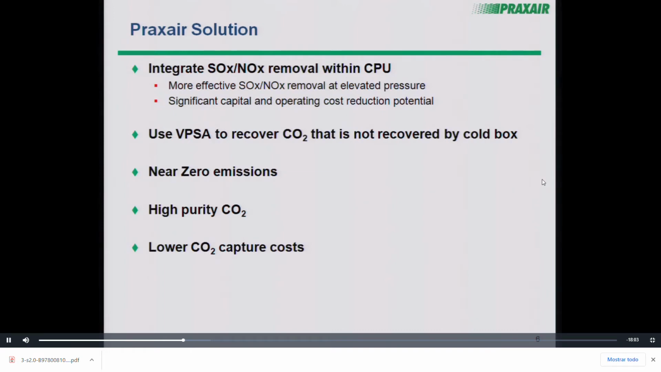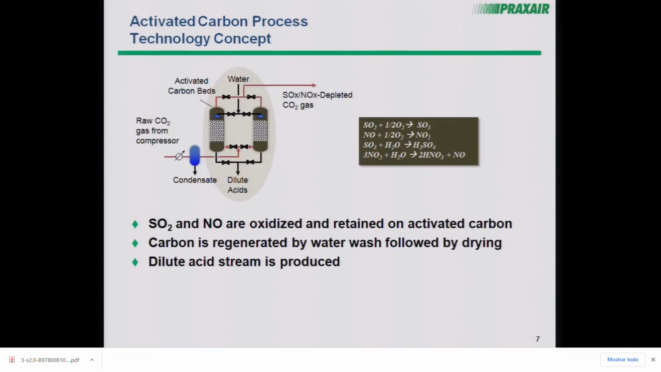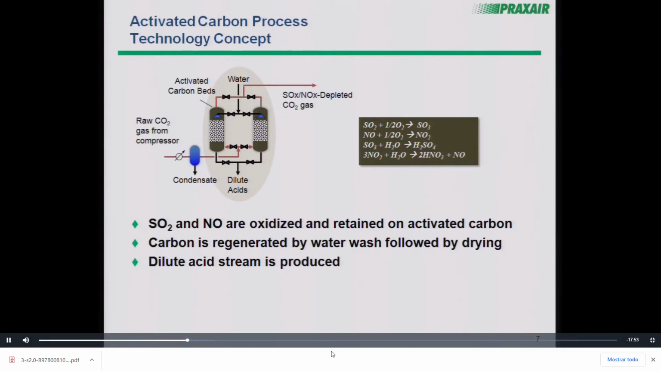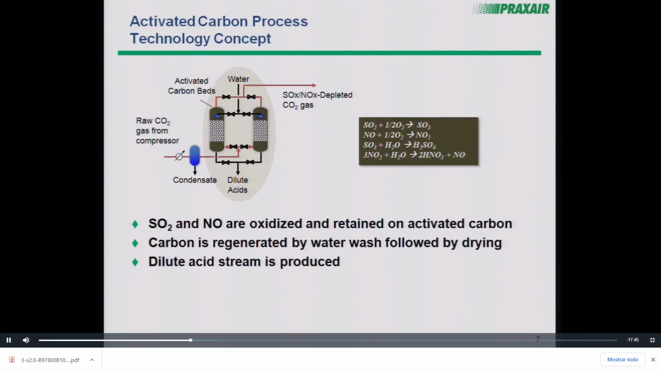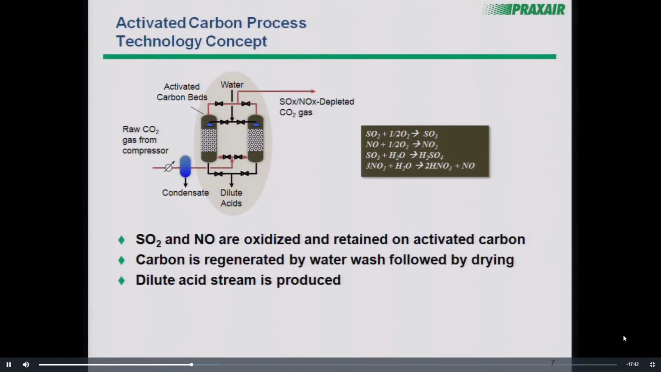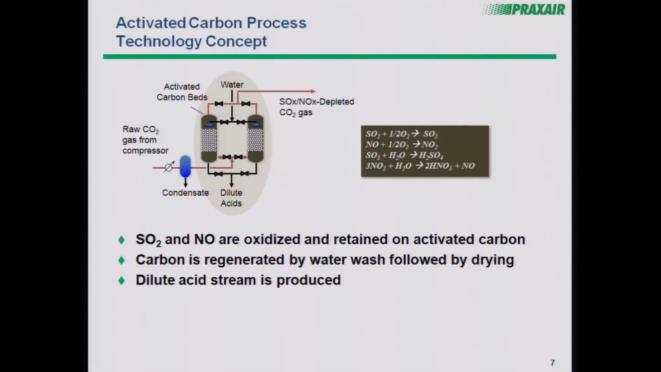Lower CO2 capture costs. Now, the activated carbon process, how does this work? So we noticed that some commercially available activated carbon materials have a catalytic activity property to convert the sulfur dioxide to sulfur trioxide and the lower oxides of nitrogen to NO2, which get absorbed at the surface of the activated carbon material.